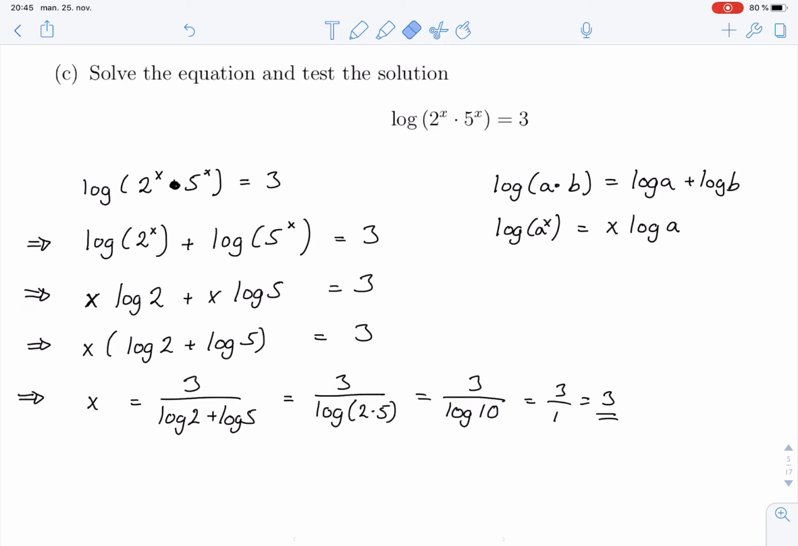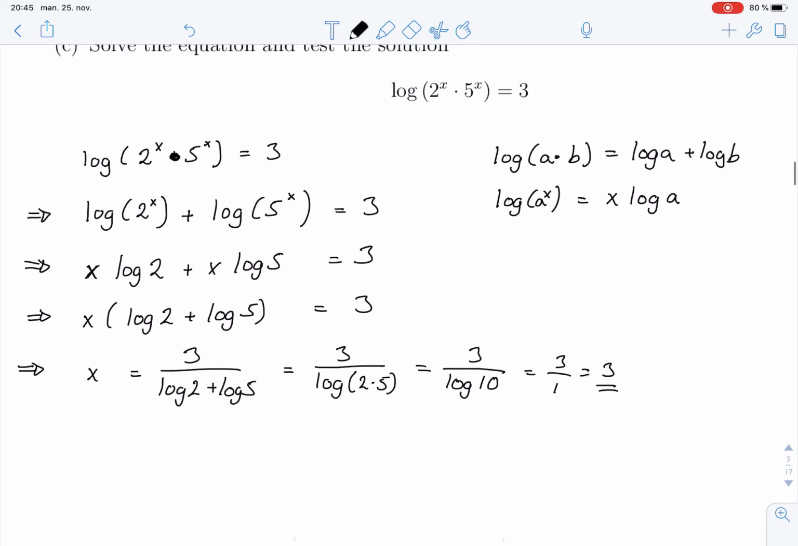And what we need to do then is to test your result. So if we have log of 2 to the third times 5 to the third, and we simply put it into our calculator, we should get 3, and that should be okay.